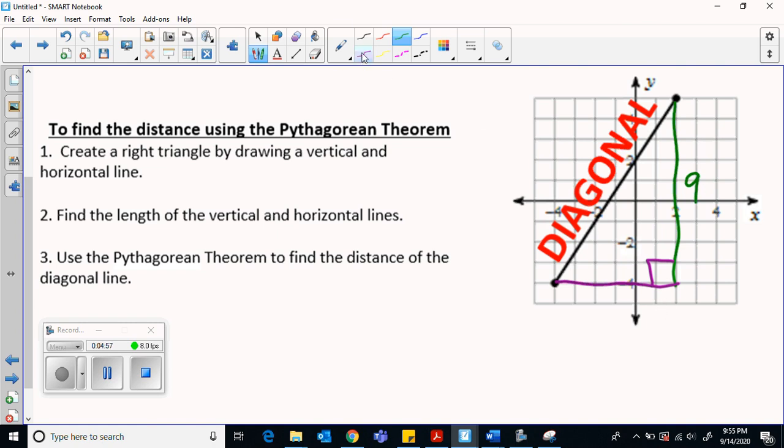And then we're going to do the same for the horizontal line. We're going to count and find the distance. 1, 2, 3, 4, 5, 6. So there we go. That one has 6.